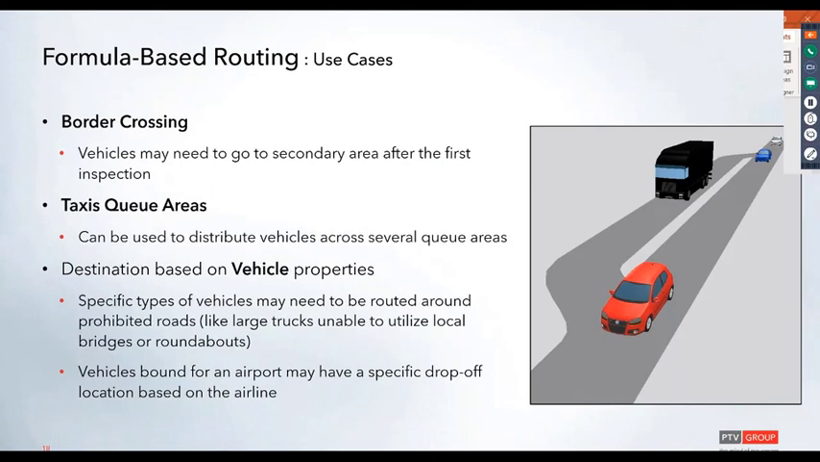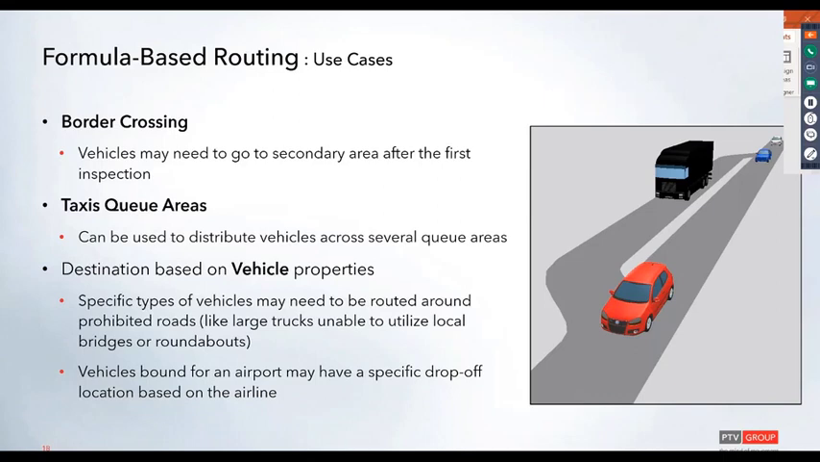So here are some different use cases where formula-based routing could come into play. The first one is looking at a border crossing where maybe vehicles need to go to different inspection areas. Or looking at different taxi queuing areas where vehicles need to make decisions about what queue line they're going to go to. This could involve counting up the number of vehicles on specific links and then routing vehicles to different links that contain the minimum.